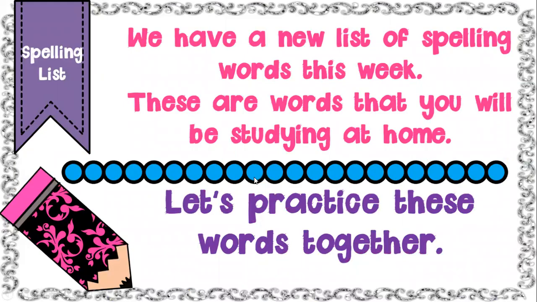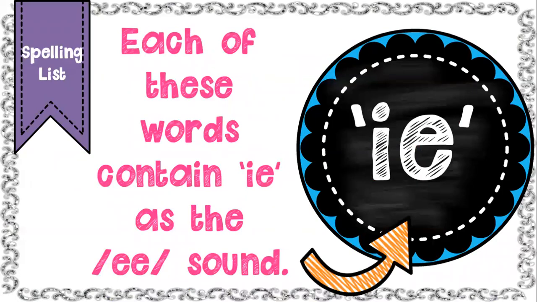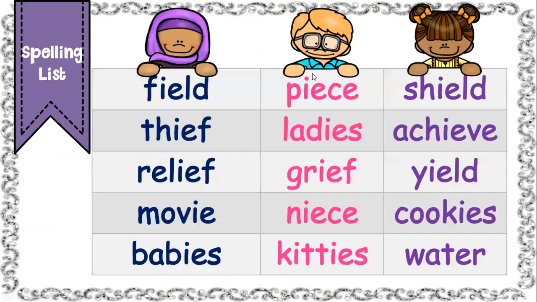You have a new list of spelling words this week. These are a few words that you will be studying at home. Now let's practice them together. Each one of these words contains IE, and the sound they make is E. All words have the IE this week, and they're going to make the E sound.